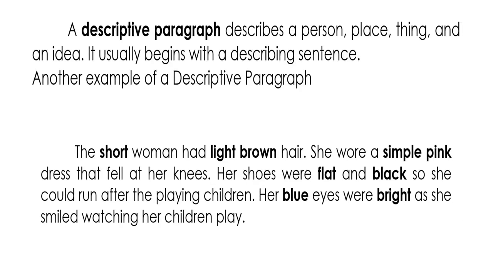What is a descriptive paragraph? A descriptive paragraph describes a person. It can be an animal, a place, a thing, or an idea. It usually begins with a describing sentence. Another example of a descriptive paragraph: The short woman had light brown hair. She wore a simple pink dress that fell at her knees. Her shoes were flat and black so she could run after the playing children. Her blue eyes were bright as she smiled watching her children play.